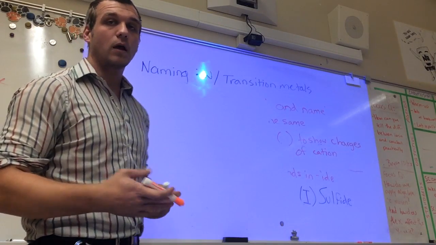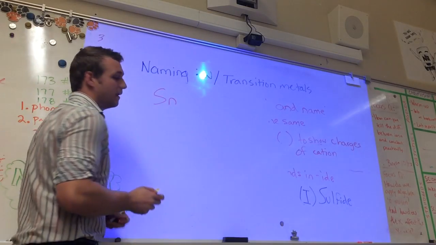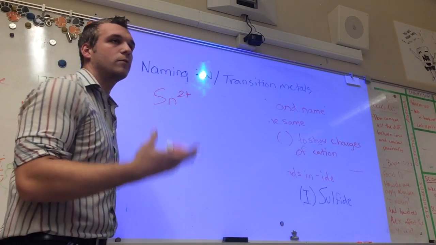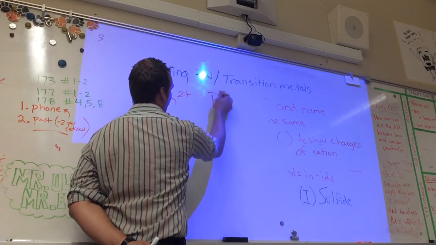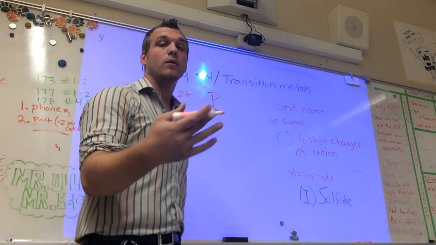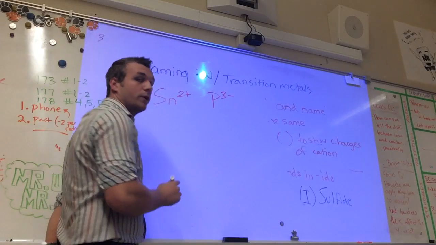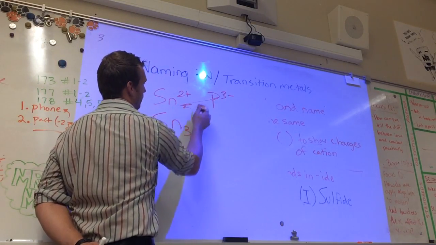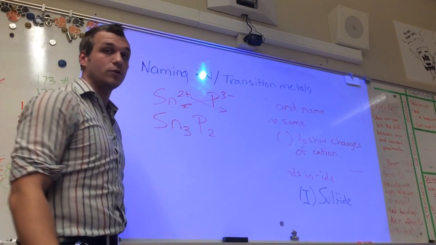So let's name, let's pick Sn, and we'll pick 2 plus. What other element should we pick? Phosphorus? Let's pick phosphorus. Okay? The charge of phosphorus, as you know, look at your periodic table, it's 3 minus. So when you crisscross, you get Sn3, P, the 2 goes down, P2.